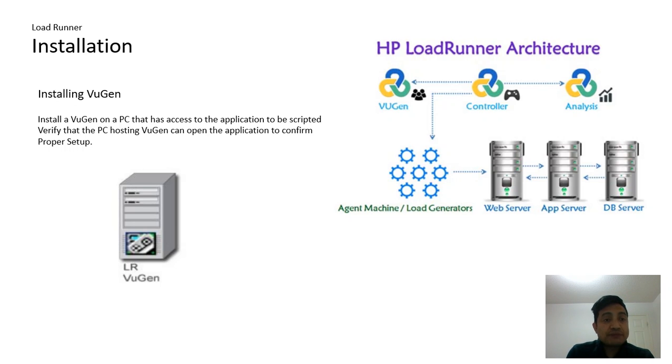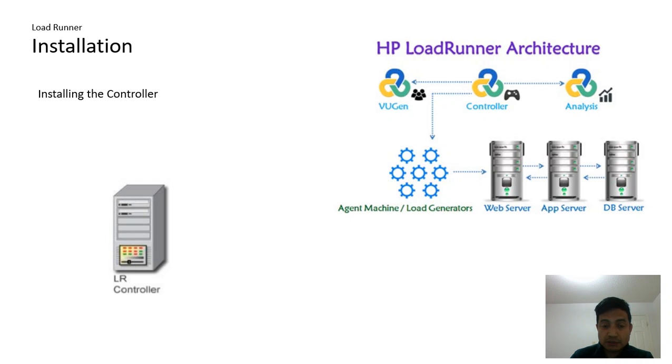Installing VuGen. Install VuGen on a PC that has access to the application to be scripted. Verify that the PC hosting VuGen can open the application to confirm proper setup. So we have to ensure that the PC where VuGen will be installed has access to the program to be scripted. Otherwise, testing will be impossible. So to validate that the necessary setup is completed, you have to open the application.